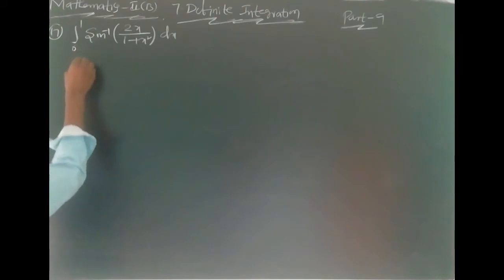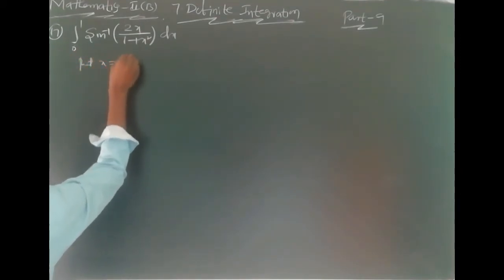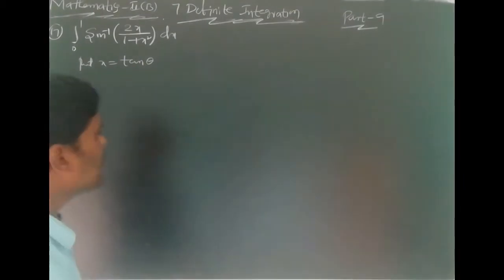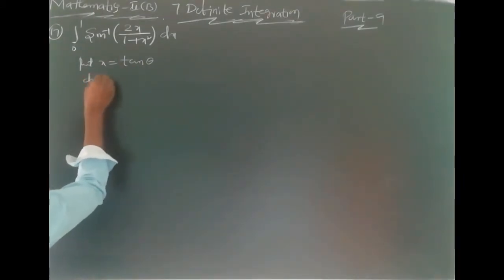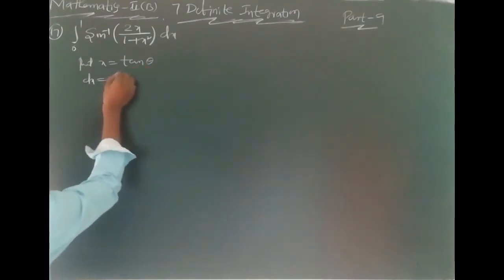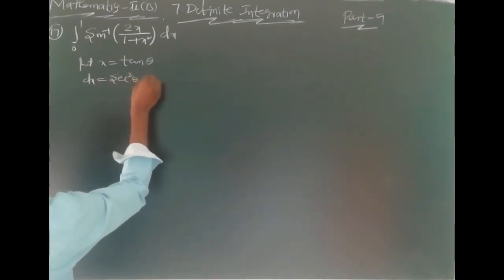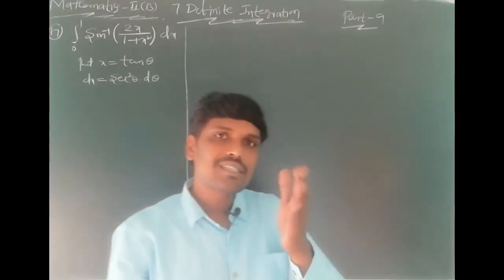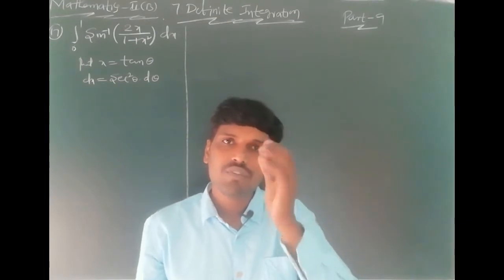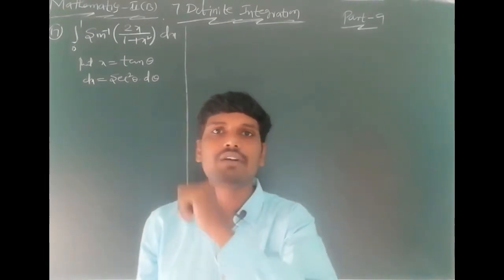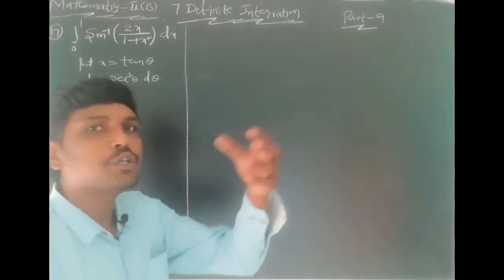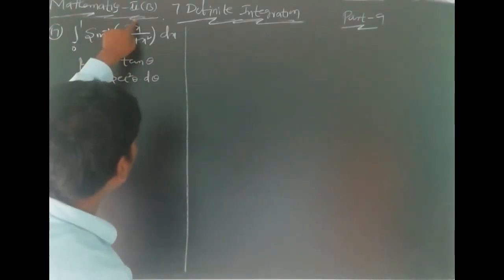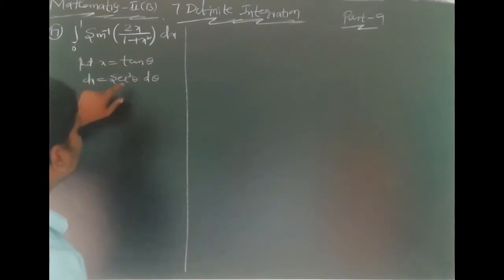After that, here put x is equal to tan theta. Derivative of x is dx, and the derivative of tan theta is secant square theta into d theta. Understood or not, students? In this function we can write x value is tan theta, dx value is secant square theta d theta.